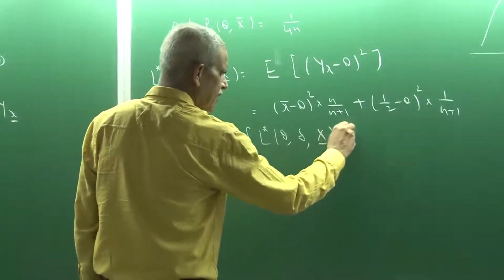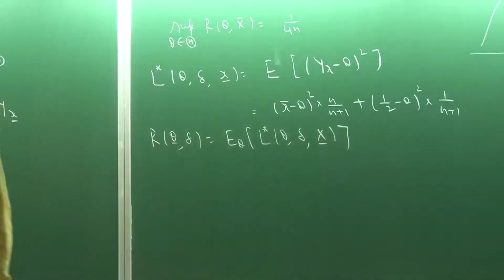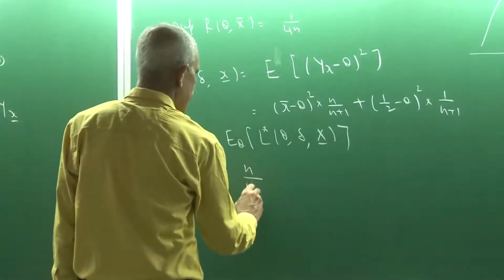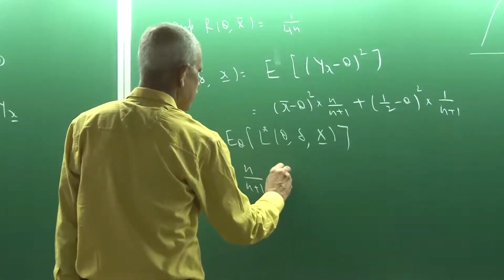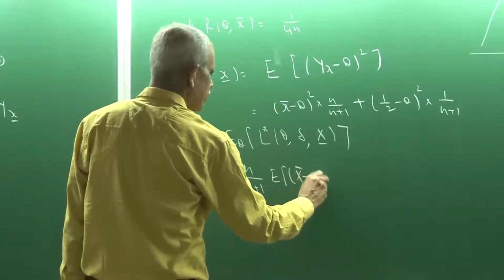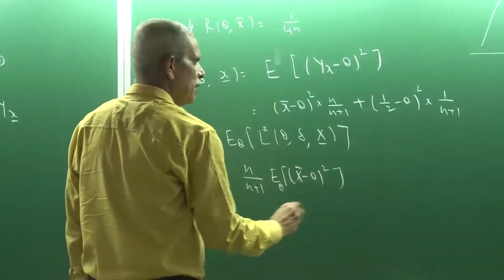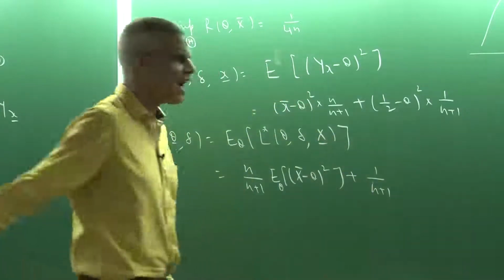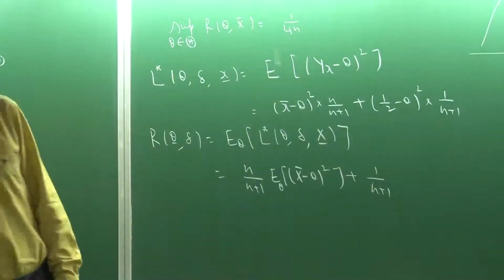Now x is random. This is the second stage randomization, which is with respect to the data. And what is that? That is nothing but n upon n plus 1 into the expected value of (x bar minus theta) whole square, plus 1 upon n plus 1 into the expected value of (half minus theta) whole square, which is the same as (half minus theta) whole square.